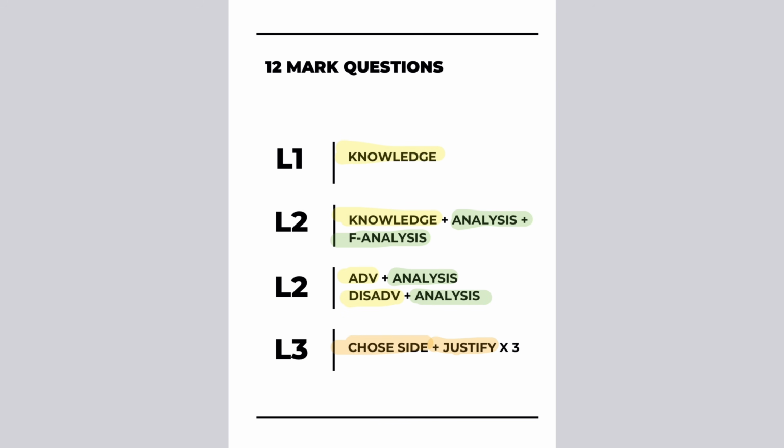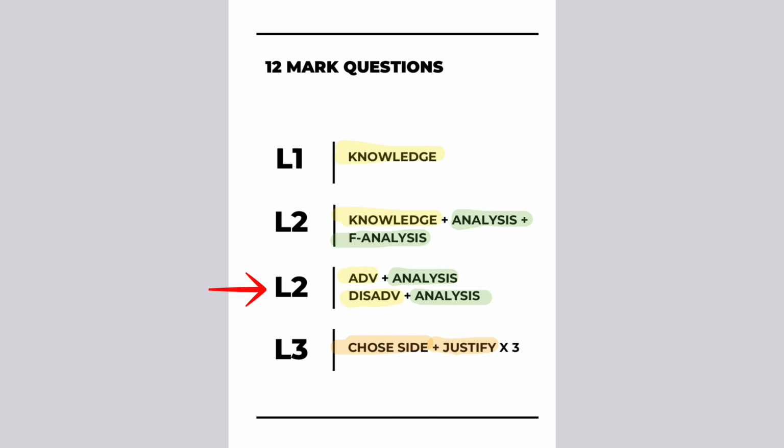Moving on to the 12-mark questions. For level 1, this mainly consists of knowledge marks, which will be highlighted in yellow. In order to achieve a level 2, there are 2 methods that Cambridge will allow. The first one is to ensure that you have a knowledge point, followed by an analysis and a further analysis of the same point. This will be highlighted in yellow for the knowledge and the 2 subsequent analysis points in green.